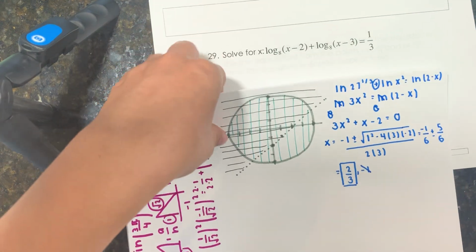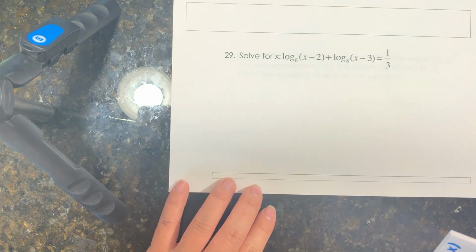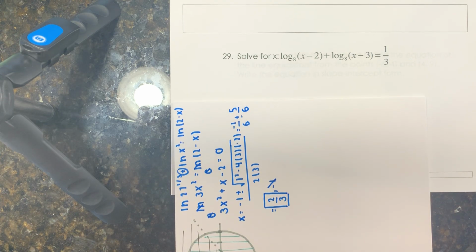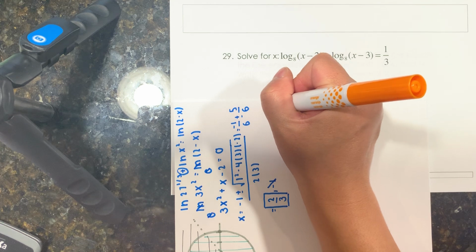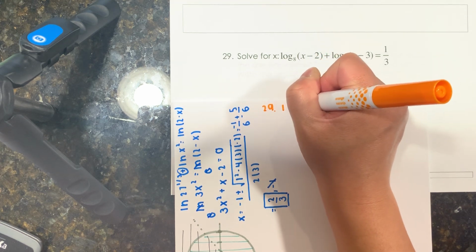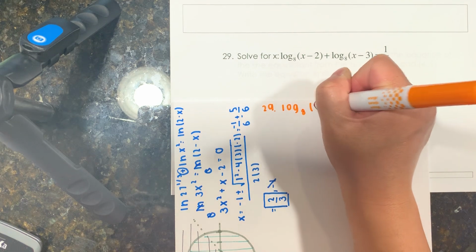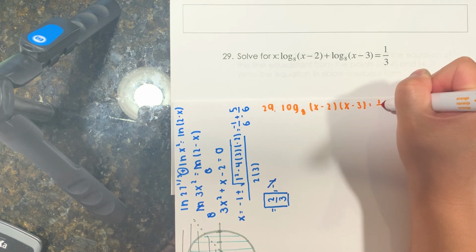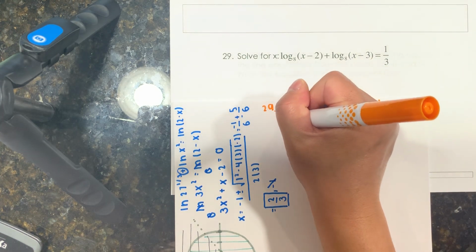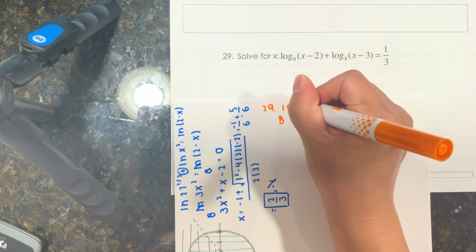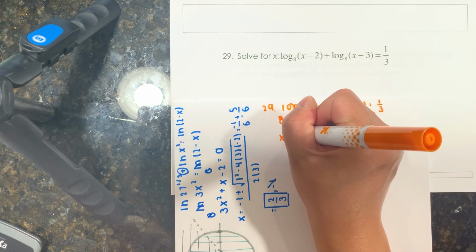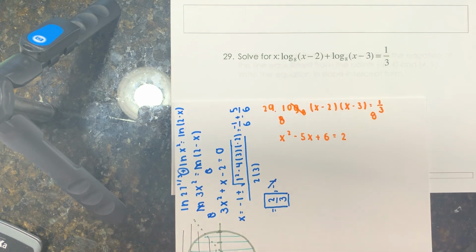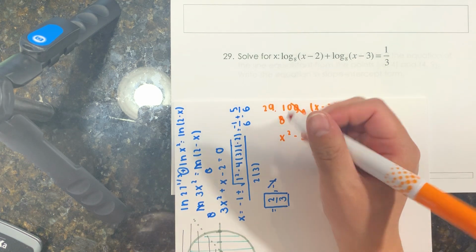Now looking at number 29, I am going to multiply the left two values together. So I have log base 8 of x minus 2 times x minus 3 equals 1/3. To get rid of the log base 8, I'm going to raise both sides to the power of 8. The left side is going to turn into x squared minus 5x plus 6 is equal to 2, because 8 to the 1/3 is equal to 2.